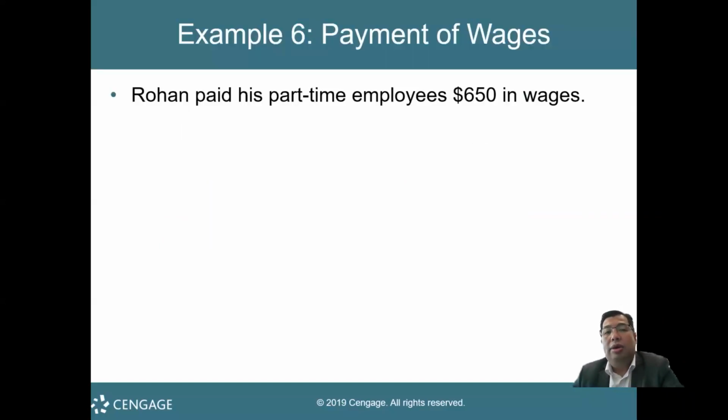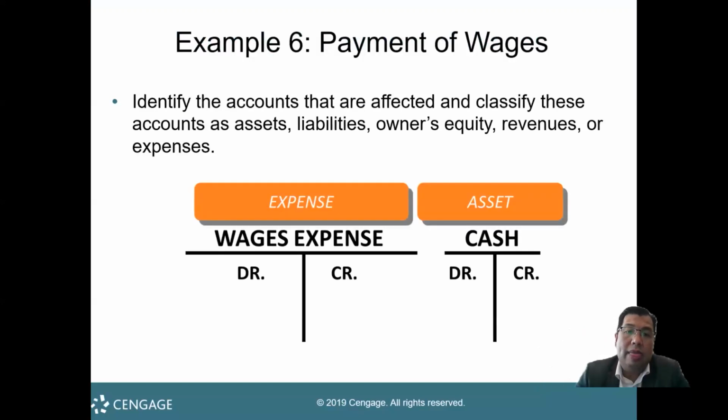Okay, example number 6. Mr. Rohan paid his part-time employee 650 in wages. When Mr. Rohan made the payment, his cash will reduce, and wages is what we call an expense. So increase in expense, reduction in cash. An expense increases, so you're going to debit, whereas your cash decreases, so you're going to credit.